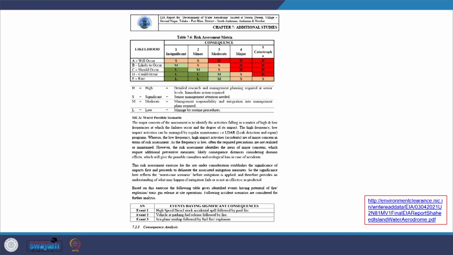You can also see a risk assessment matrix here. So you see the likelihood of any kind of risk happening. A to E you can see: will occur, likely to occur, should occur, could occur, till the consequences: insignificant, minor, moderate, major, catastrophic. So you see how they have analyzed it here.